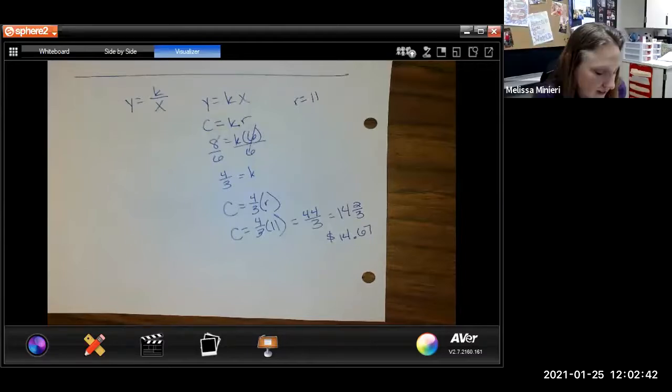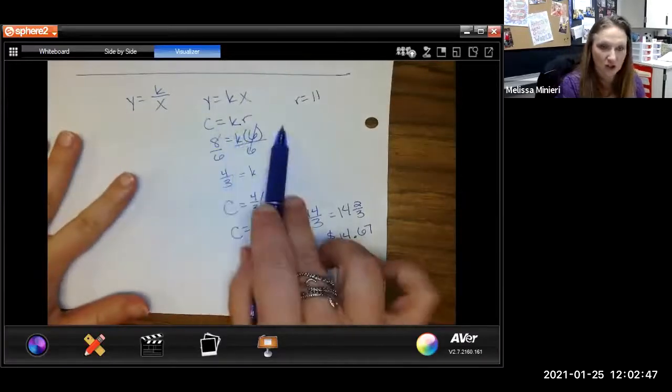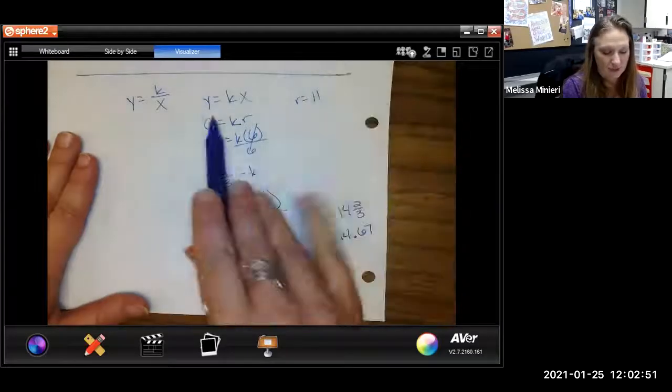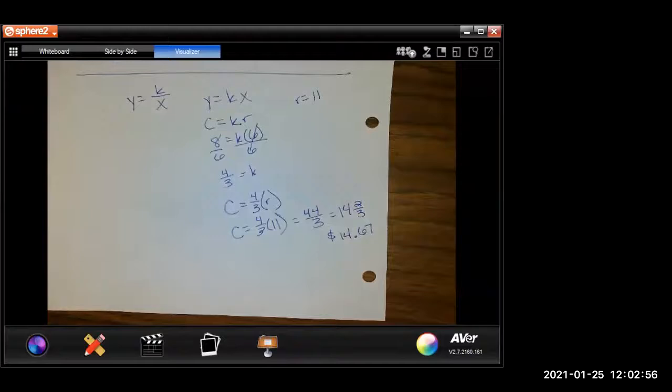So the process is the same for the direct variation. It's just the initial setup of the equation. If it's inverse variation, you know that the constant is being divided by x. If it's direct variation, the constant is multiplied times the x. Okay. Anything else on the homework?